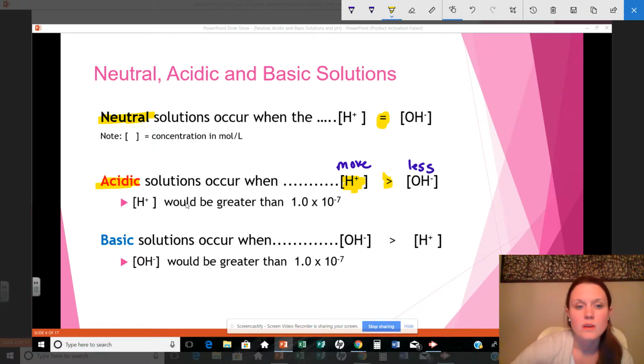Okay? Now in a basic solution, it's the reverse. You're going to have more hydroxide, less hydrogen. Okay? That should make sense using our definition of acids and bases from last week. Acids give hydrogens, bases give hydroxides. So in an acidic solution, you have more hydrogens. In a basic solution, you have more hydroxide. Okay?